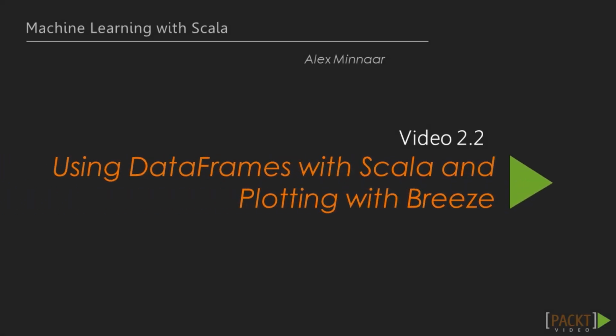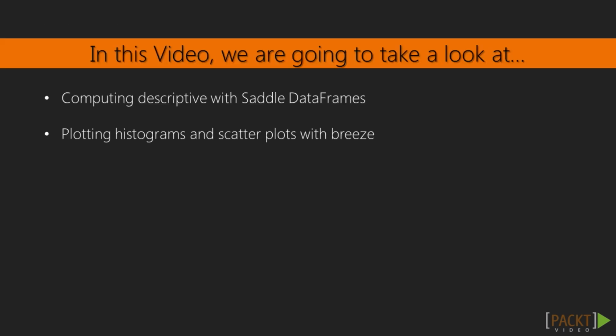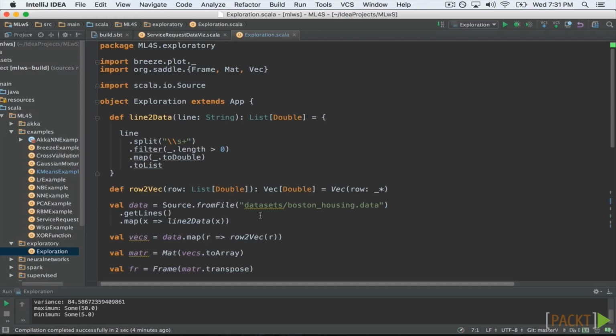Welcome to the second video of this section. In the previous video, we learned about the concept of exploratory data analysis, including descriptive statistics and visualizations. In this video, we will actually implement exploratory data analysis in Scala using the Saddle and Breeze libraries. In particular, we will use Saddle data frames to compute descriptive statistics, and we will use Breeze to visualize histograms and scatter plots. Let's use the Boston housing dataset as our example dataset.